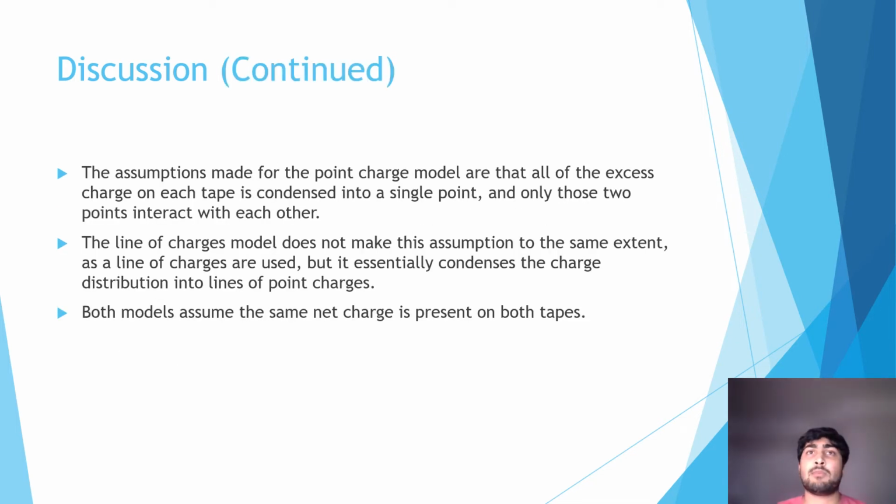The assumptions made for the point charge model are that all of the excess charge on each tape is condensed into a single point and only those two points interact with each other electrically. The line of charges model does not make this assumption to the same extent as lines of charges are used, but it essentially condenses the charge distribution to lines of point charges. Both models assume the same net charge is present on both tapes.